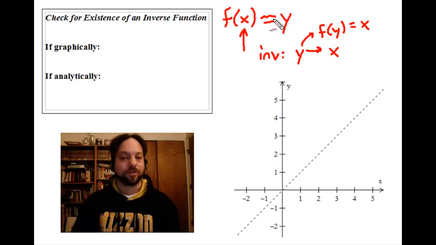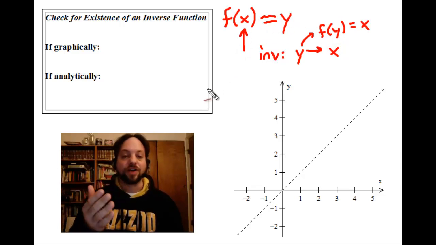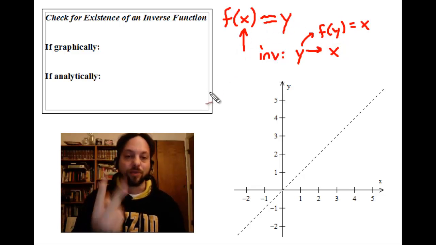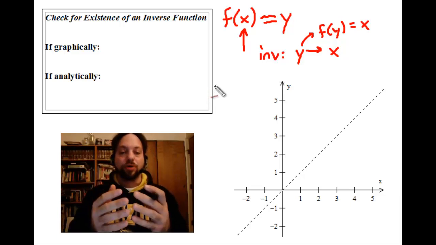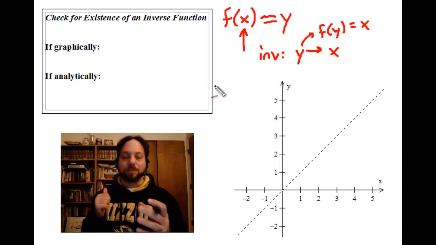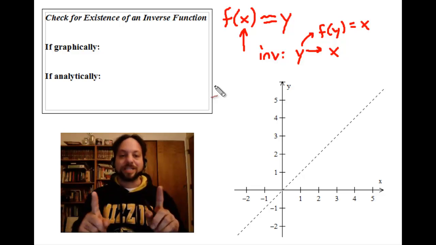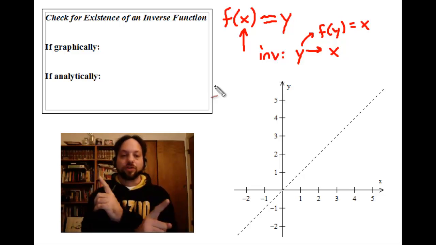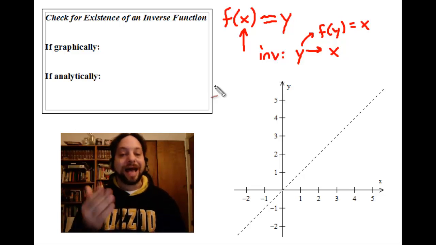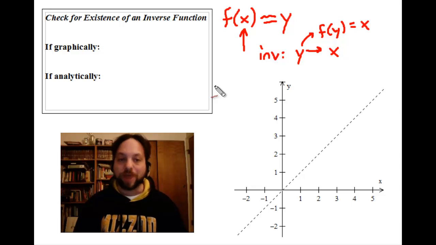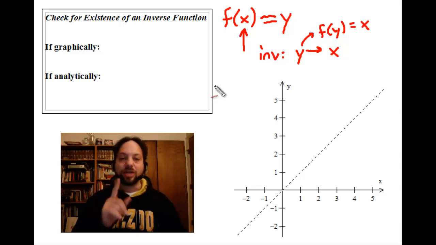Now you can see that these are very closely related. In a function, we give an input and we get an output. In its inverse, we can give it that same output and we should get the input that we originally put in. It's essentially just a role reversal of the x's and y's. Now we need to look at how to do an inverse function both graphically and analytically. So let's look at it graphically first.